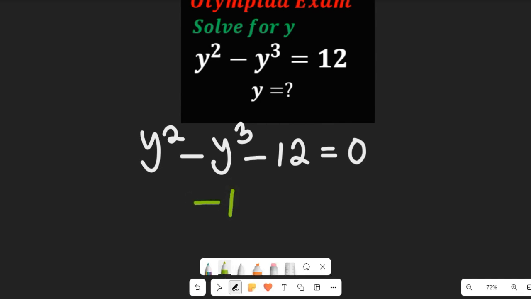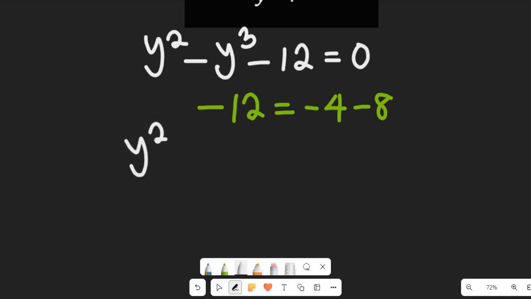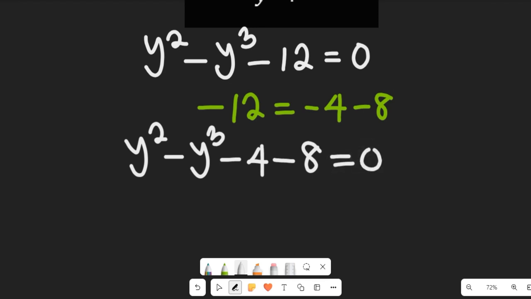From here, you see that negative 12 can be equal to negative 4 minus 8, right? Good. So if we can replace that for 12, that will make sense. Now let's replace that for 12. We'll have y to the power of 2 minus y to the power of 3. So instead of negative 12, we're going to have negative 4 minus 8, and this will be equal to 0.